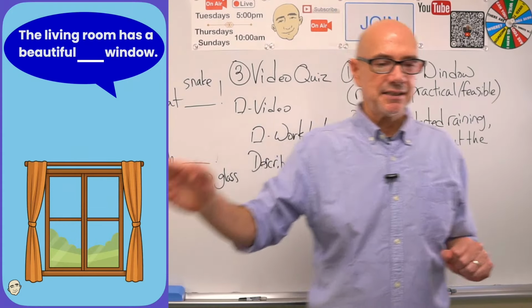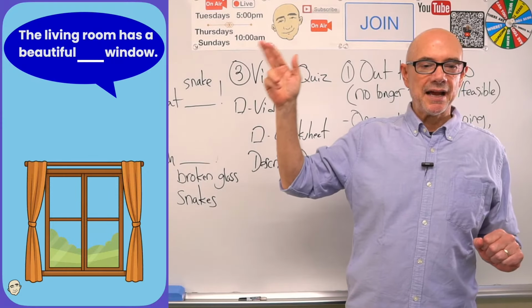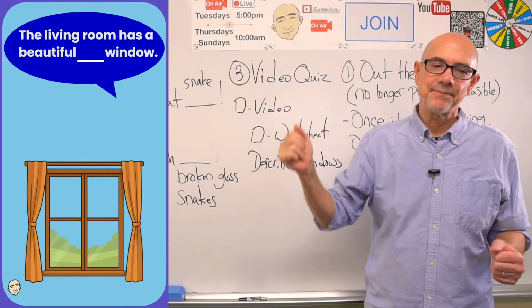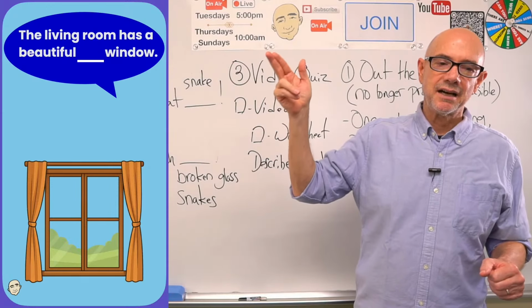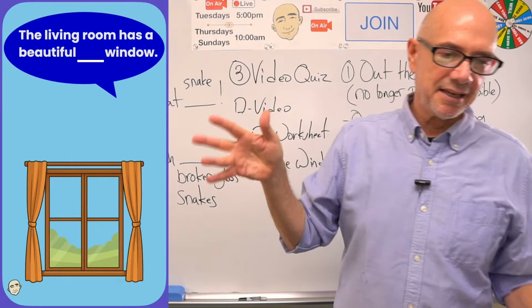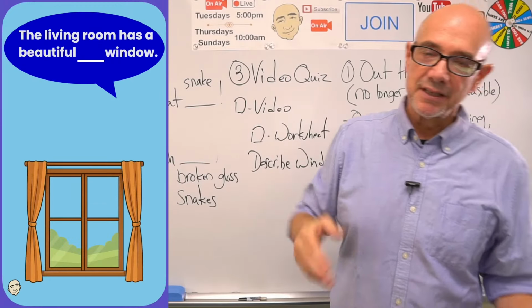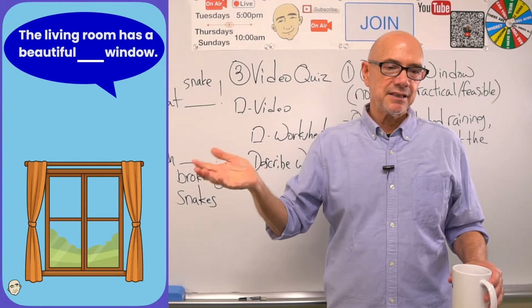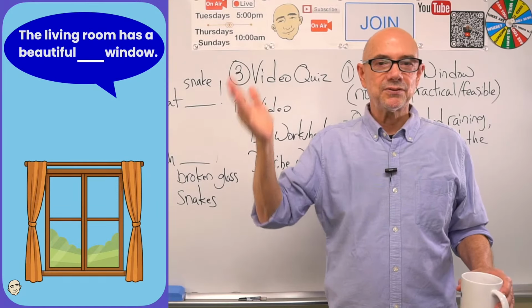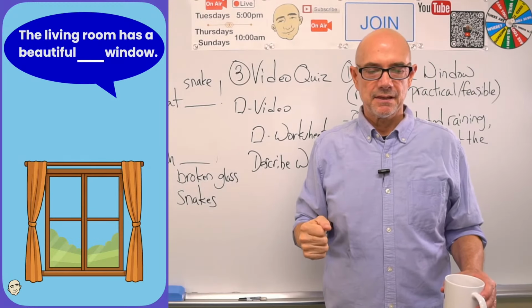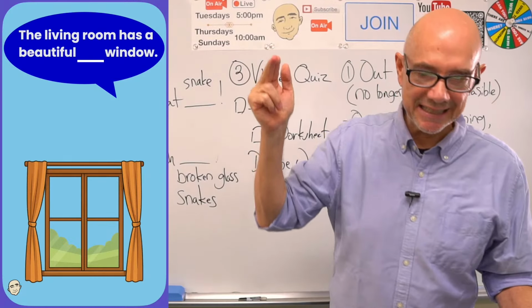Okay, here's our next sentence. The living room has a beautiful window. What could it be? The living room has a beautiful window. So maybe we need the options, right? But let's just get some ideas here. What could it be? The living room has a beautiful window. Okay, Iman says tinted.